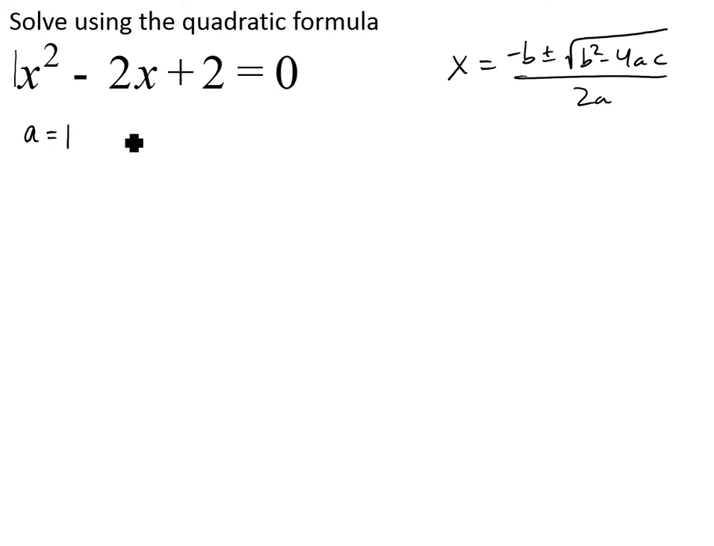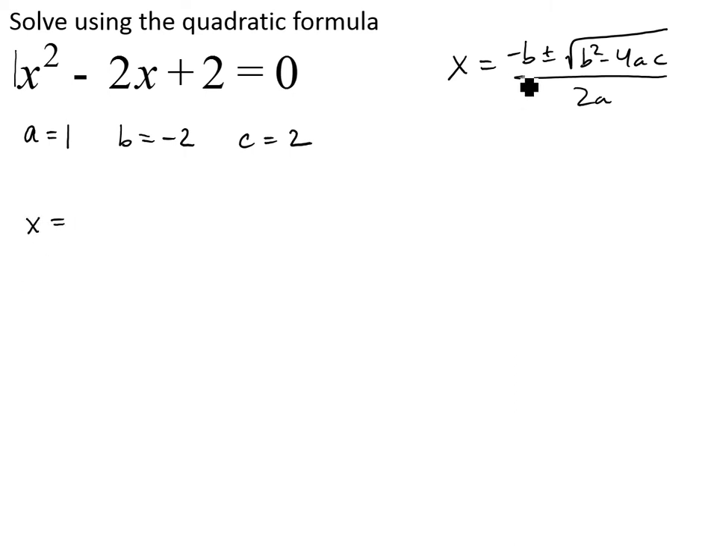A, B, and C are always going to be numbers. They'll never include variables. So we don't want to make it an x or an x squared. It's just that number part. So the B is -2 and the C is +2. So let's go ahead and plug those into our quadratic formula.